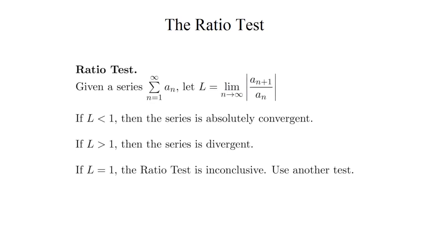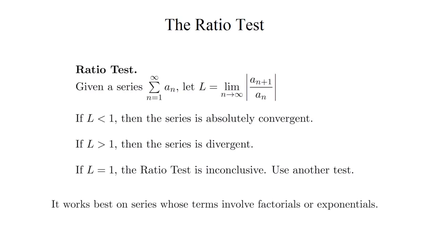It says, given a series, sigma sum of a sub n, take the limit of the absolute value of the ratio a sub n plus 1 over a sub n, and if the limit you get is strictly less than 1, then the series is guaranteed to be absolutely convergent. If the limit is strictly greater than 1, then the series is definitely divergent. But if the limit is exactly equal to 1, or does not exist, the ratio test is inconclusive, and you'll need to use a different test.